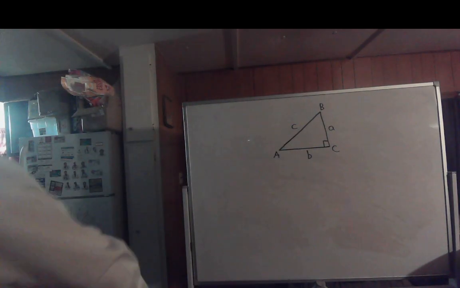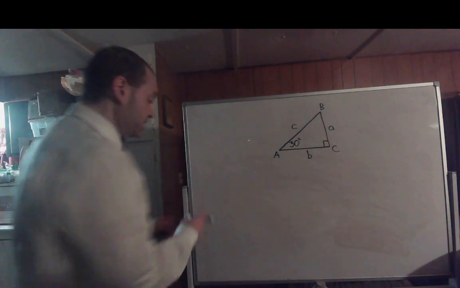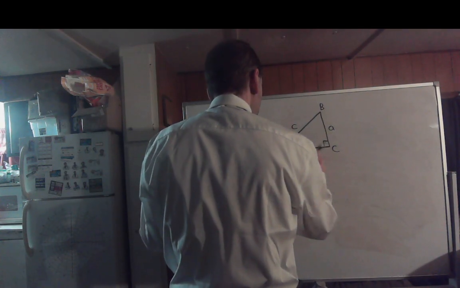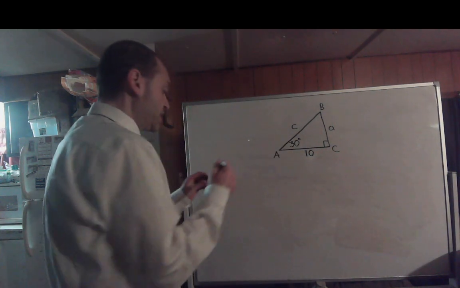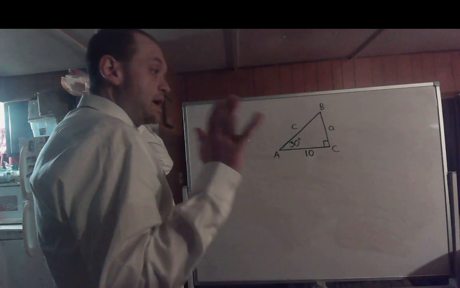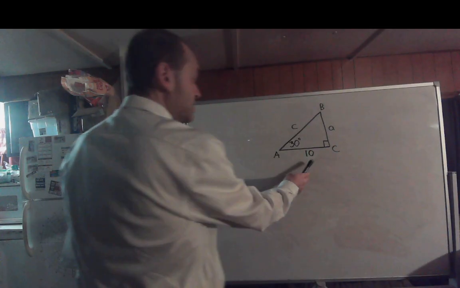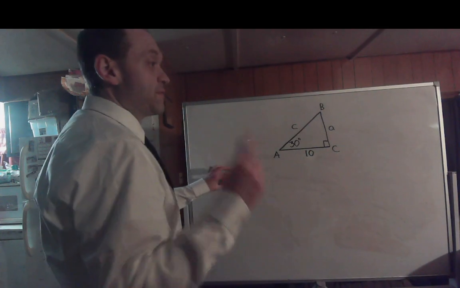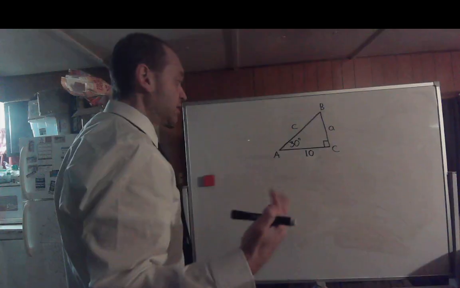For the first one, they give us that angle A is 30 degrees, and that side B has a length of 10. We have to solve for all the missing parts of this right triangle. It's probably best, if you're given an angle of a right triangle and a side, to first find the missing angle. We know angle C is the right angle. We can clearly see that.